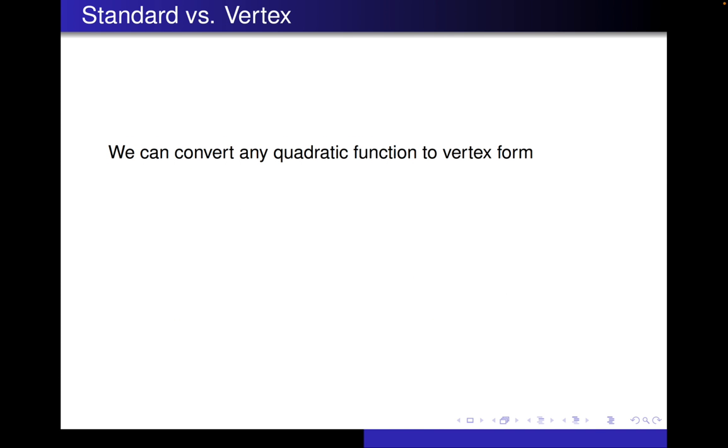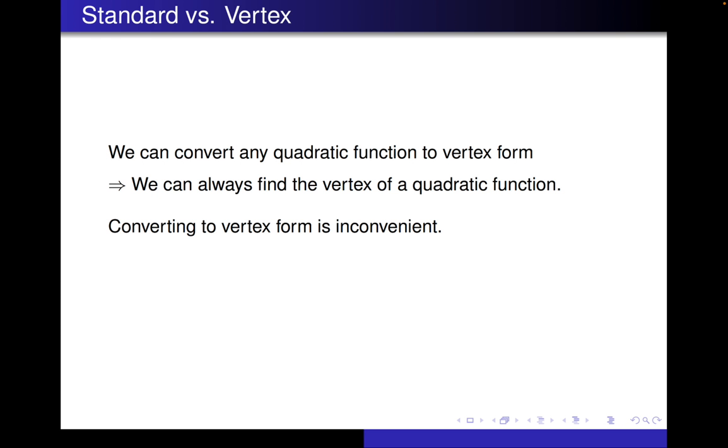So as we've seen, we can convert any quadratic function to vertex form, which means that we can always find the vertex of a quadratic function. However, one of those things that you might have noticed is that converting to vertex form is inconvenient, and inconvenient is actually a pretty mild term. It's a real pain in the butt. So what we'd like to do is find a way to find the vertex directly from standard form so we don't have to go through all that pain and suffering just to get the vertex.